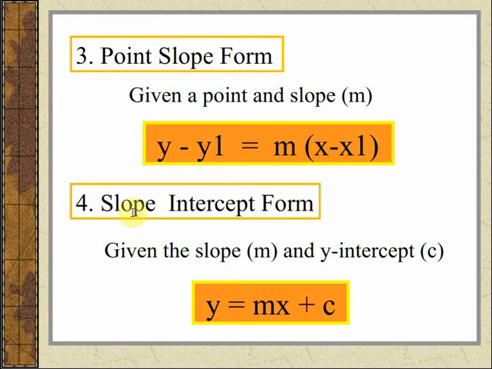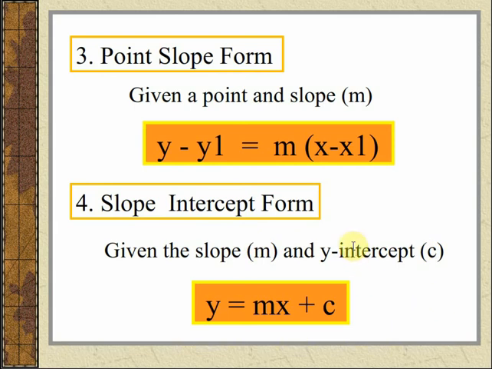And the fourth one is slope intercept form. Slope intercept form means if it is given that the slope m equals 3, or m equals 4, and y-intercept c equals 5, or c equals 6, you can directly write the equation y = mx + c. Here you simply put the value of m and here you simply put the value of c. So you can calculate the equation of line by applying the values of slope and intercept in the equation. Slope means the gradient and intercept means the y-intercept.